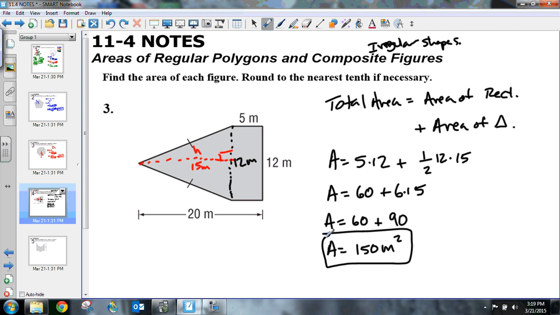Again, you want to break these shapes up into smaller shapes that you can calculate the area of, and then just add them together. All right, let's take a look at the last one.